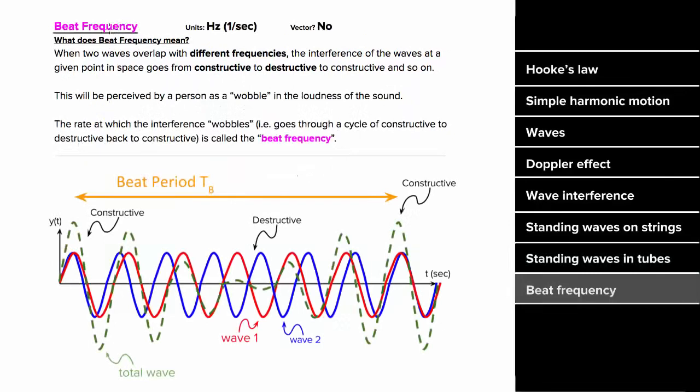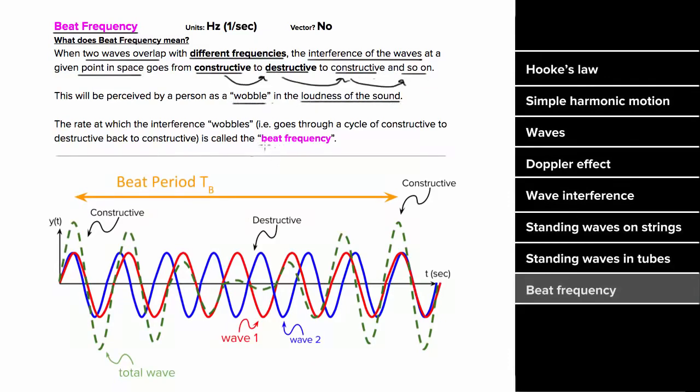Beat frequency refers to the phenomenon where two waves overlap with different frequencies. When this occurs, the interference of the waves at a point in space turns from constructive to destructive, back to constructive, and so on, which if this were a sound wave, you'd perceive as a wobble in the loudness of the sound.